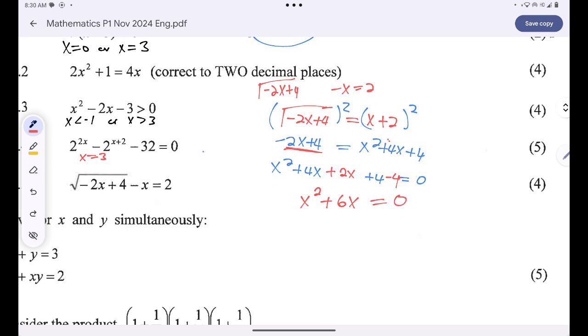Now I can factorize, guys. Now, remember that, guys, it's quite easy if I do not have a constant term. I just need to take out a common factor. X is common, and whenever I take out x from the first term, I'll be left with x. Whenever I take out x on the second term, I'll be left with 6. So therefore, x is equal to 0, or x is equal to negative 6.